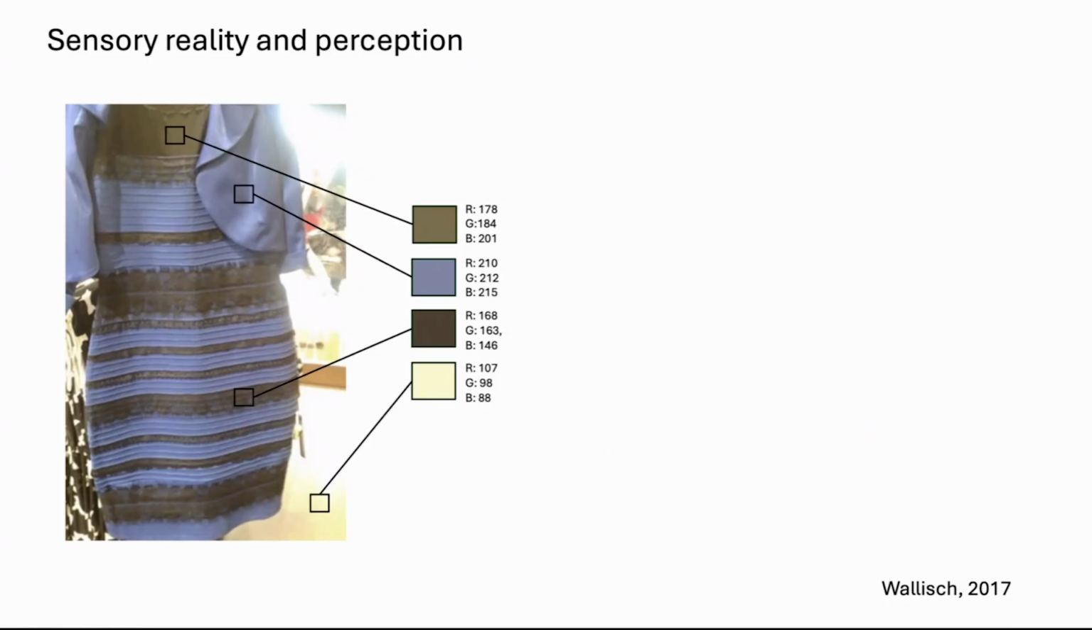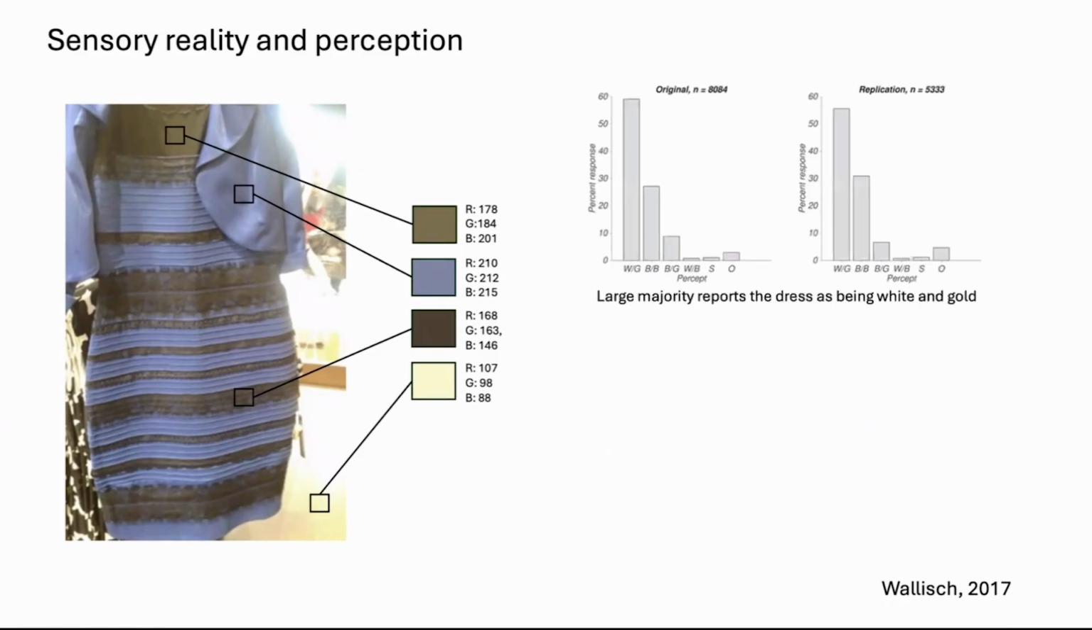And the conclusions are not particularly earth-shattering, but we learn a couple of things about perception from looking at this example. This is one such example of a study published in 2017, where they looked at about 13,000 individuals who had to decide whether the dress was blue and black or white and gold.